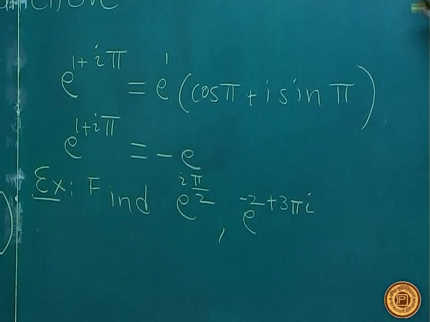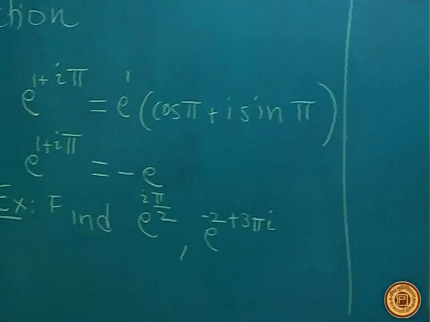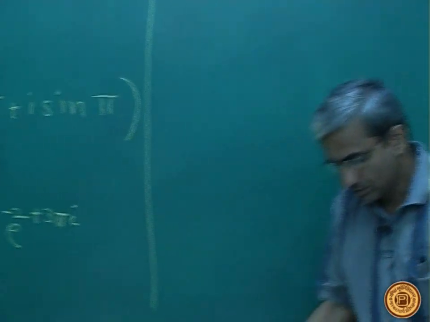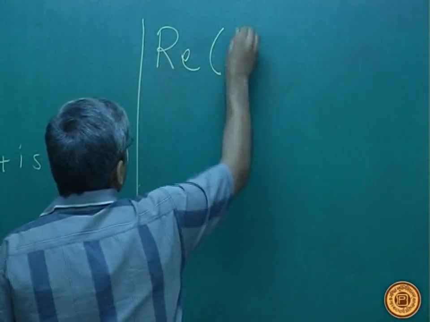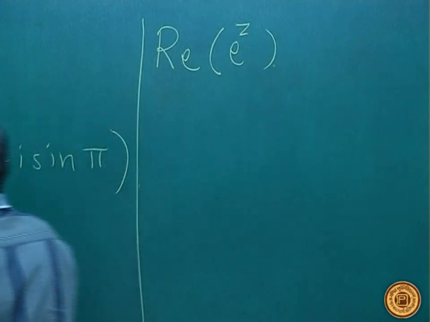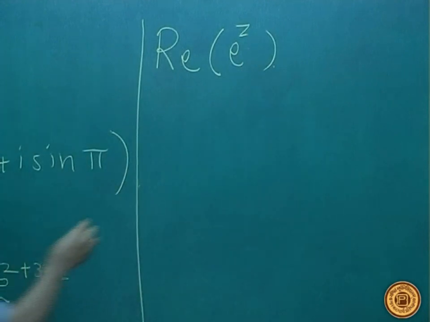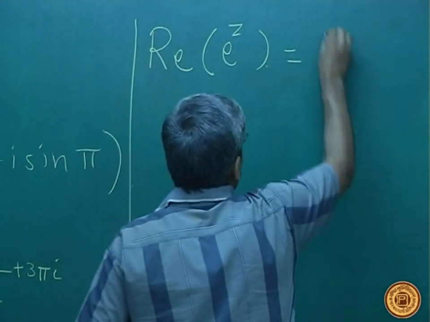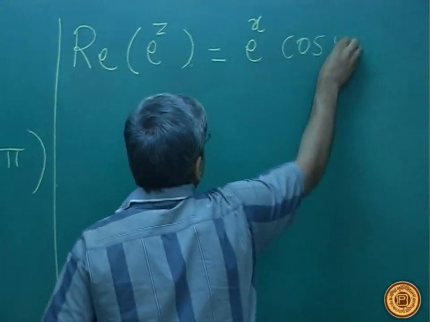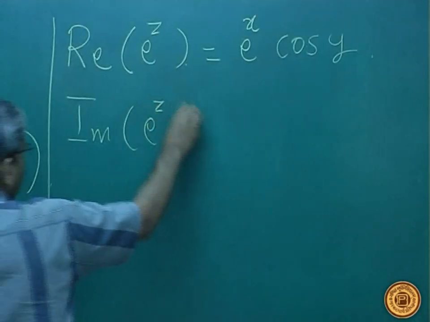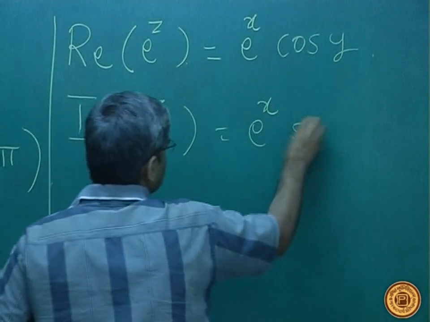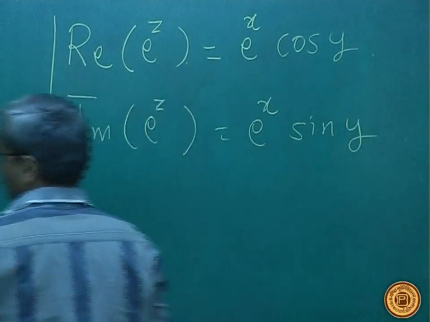Now let us see one by one the properties of e to the power z. So the properties of e to the power z are: what is the real part of the function e to the power z? It is e to the power x cos y, and the imaginary part of e to the power z is e to the power x sin y.